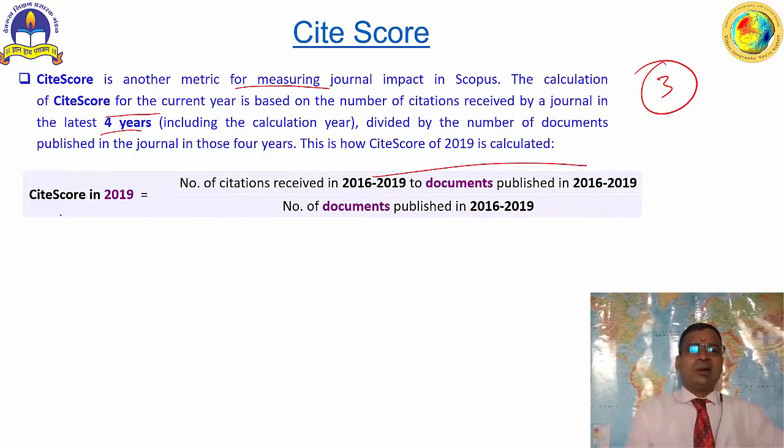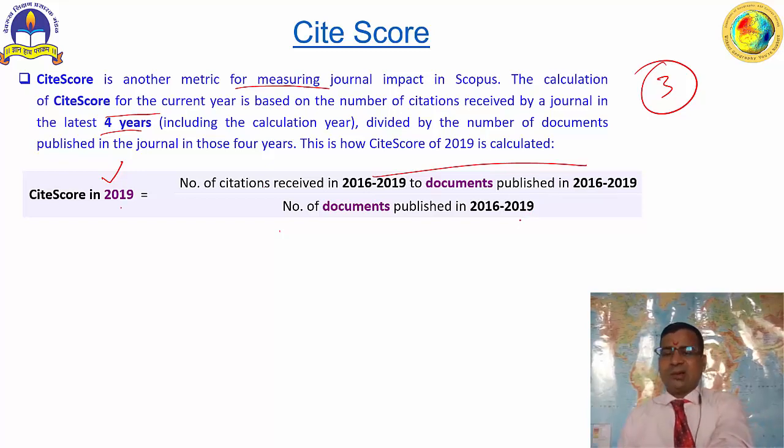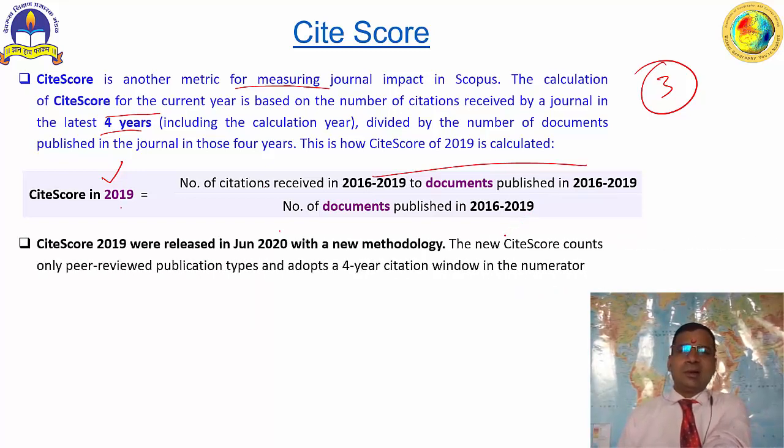And here you can see, suppose you want to calculate the impact factor or CiteScore for the year 2019, you will consider the number of documents published during the last 4 years. Here for the year 2019, 2016 to 19 documents are considered, and the citations received for those documents are divided by the number of documents published in the years 2016-2019. This is the equation, and using this equation we can calculate the CiteScore.